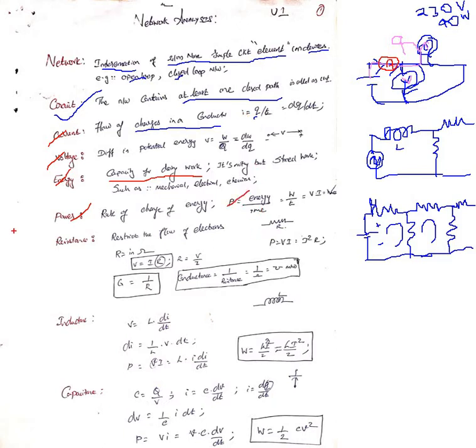Okay, that's all. These are some basic terms. Let's move on to the elements. The three basic elements are resistance, inductance, and capacitance. These three basic elements are used in your circuit. Let's go ahead.